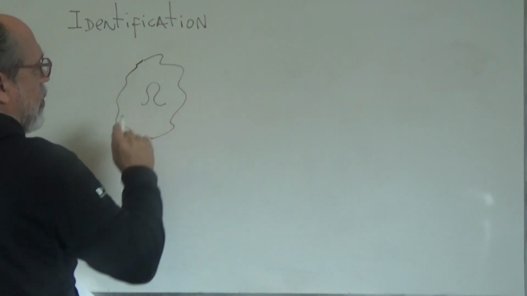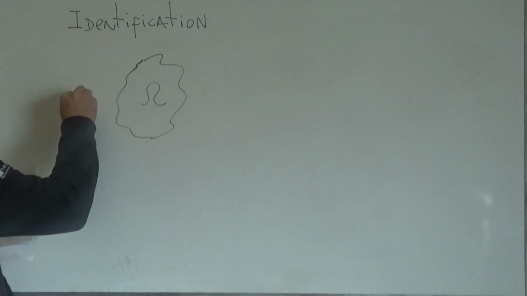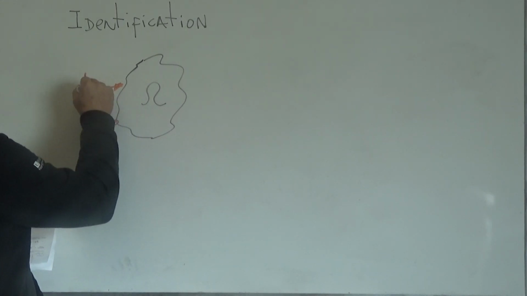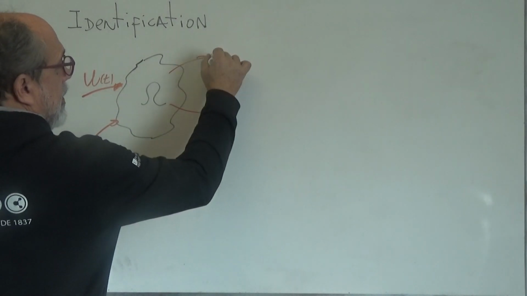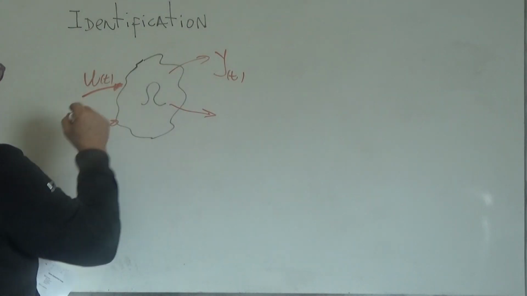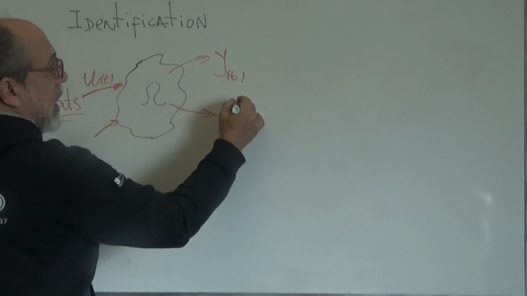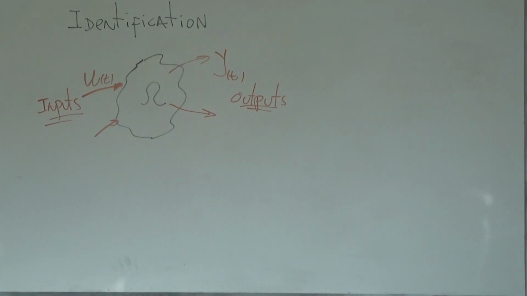Now, here is some domain omega, right? Some domain omega, and this domain is subjected to some u of t, and has some y of t. So these are inputs and these are outputs, right? So we have inputs here, some sort of a domain, and some outputs on this side.